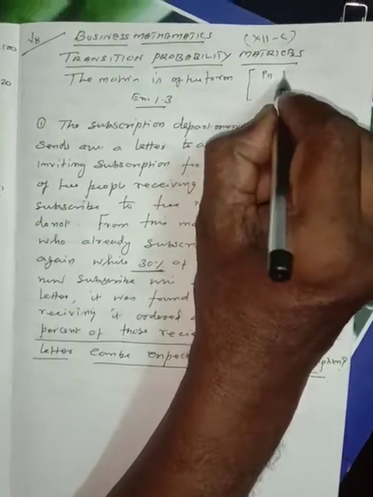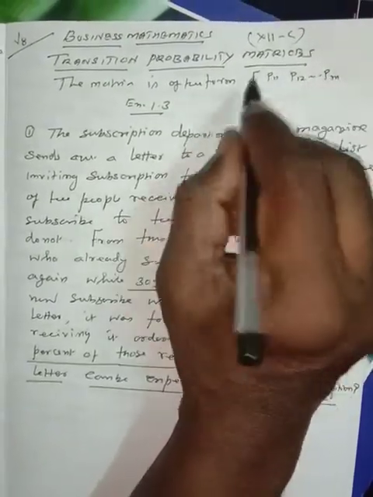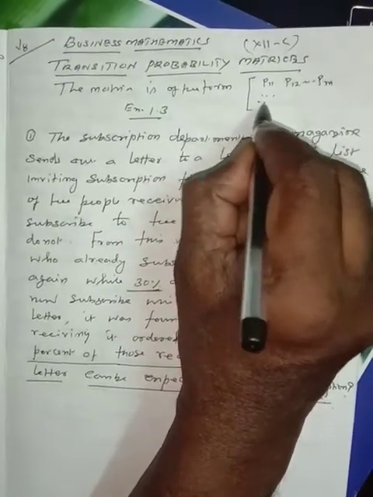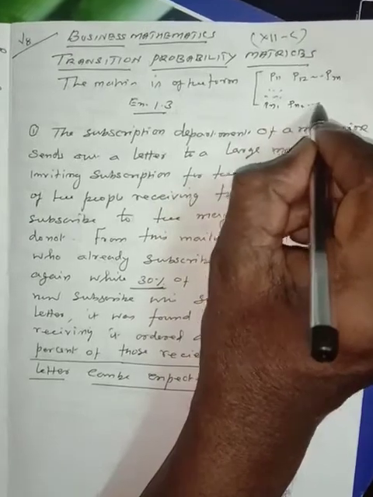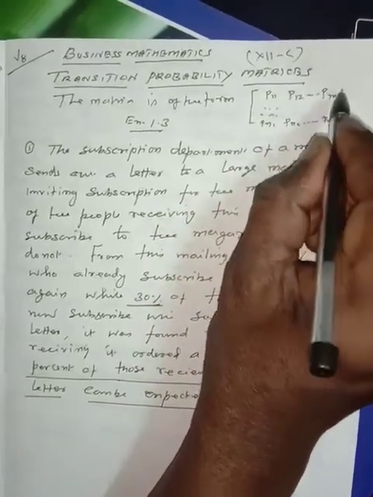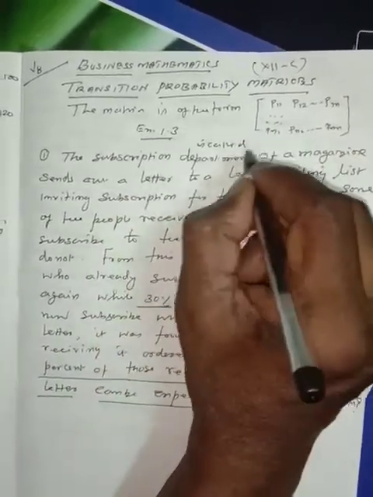Today's topic is transition probability matrices. The matrix is of the form P11, P12, P1n, Pn1, Pn2, Pnn. This is called a transition probability matrix.